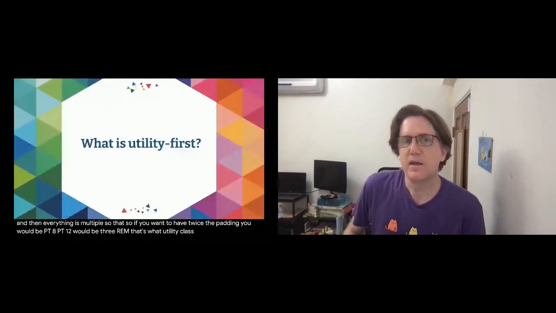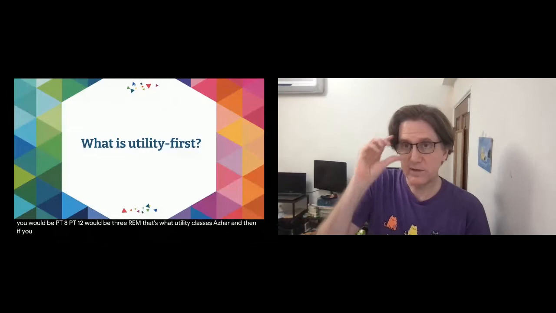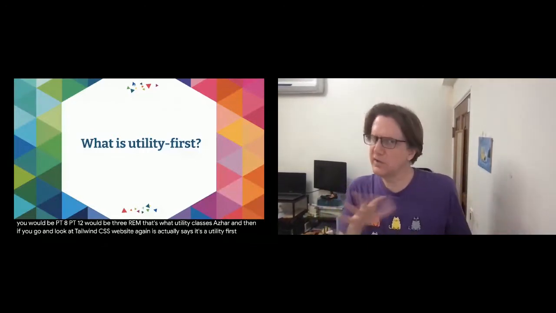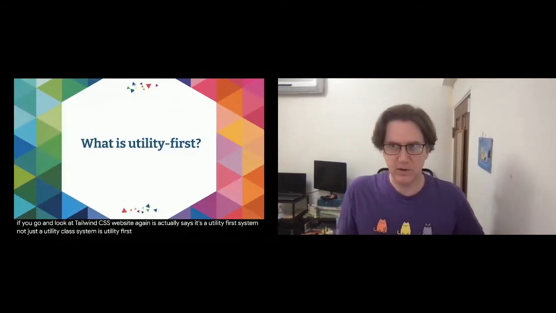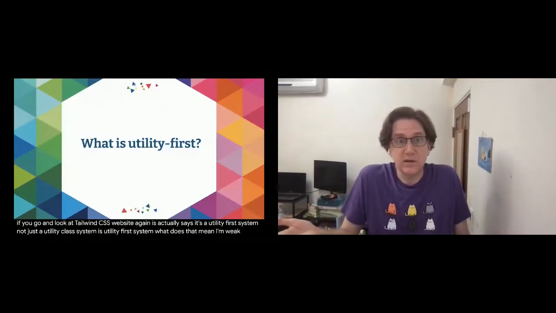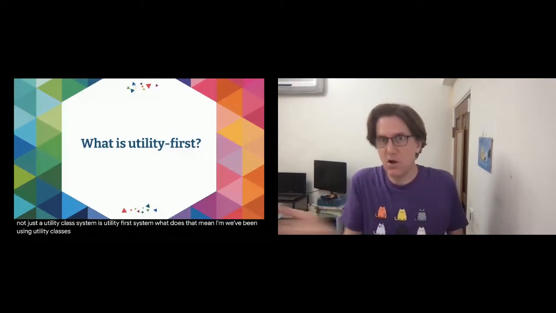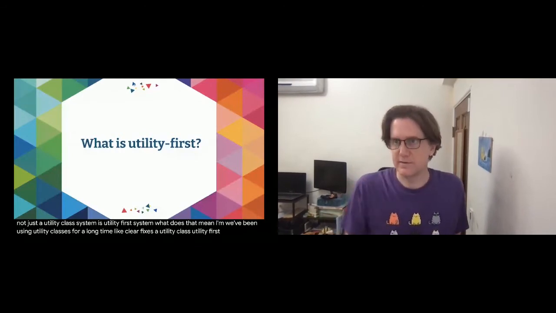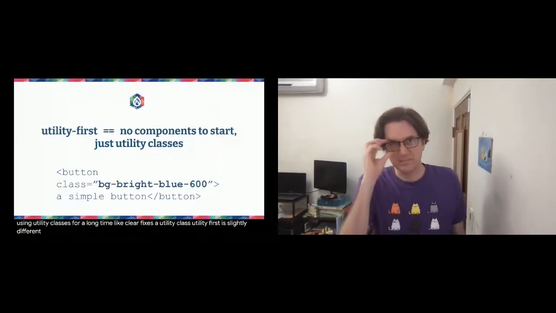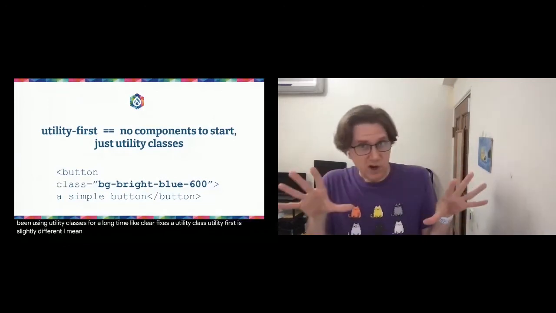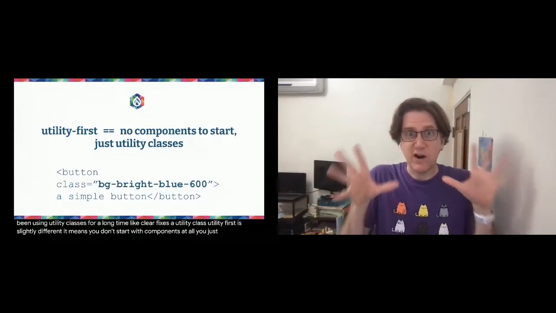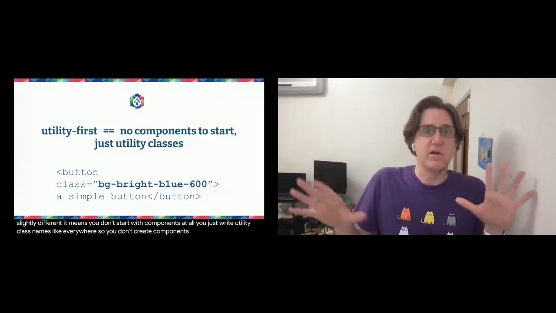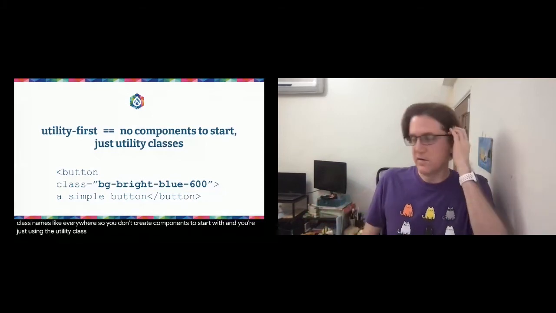Okay. And then if you look at the Tailwind CSS website, it actually says it's a utility first system, not just a utility class system. What does that mean? We've been using utility classes for a long time. ClearFix is a utility class, right? Utility first is slightly different. It means you don't start with components at all. You just write utility class names everywhere. So you don't create components to start with, and you're just using the utility classes that are available.